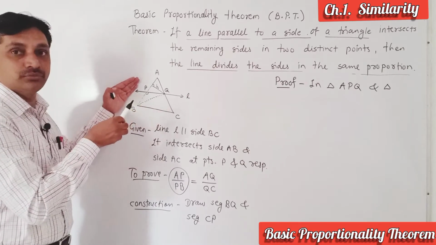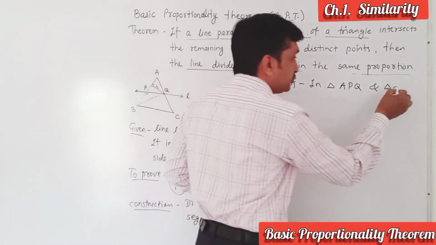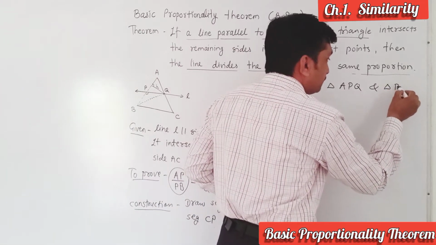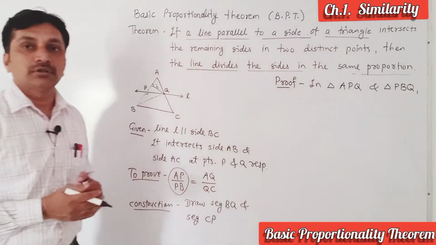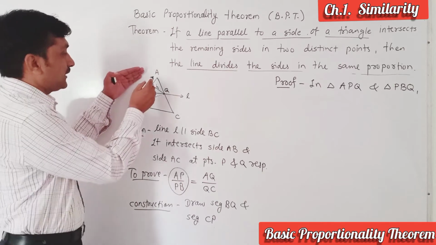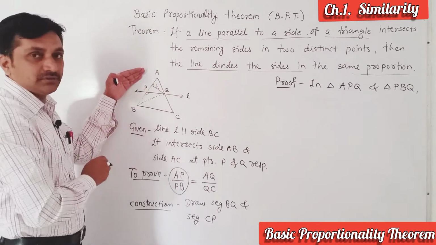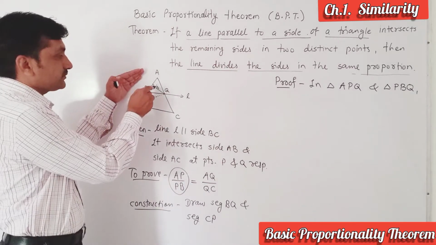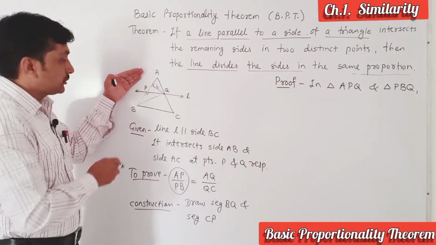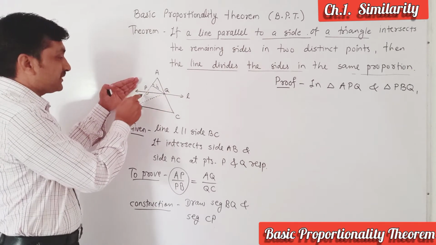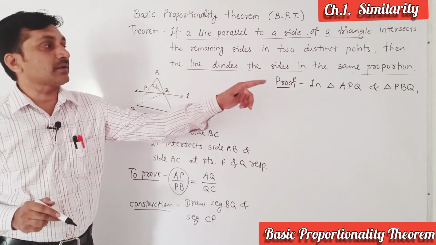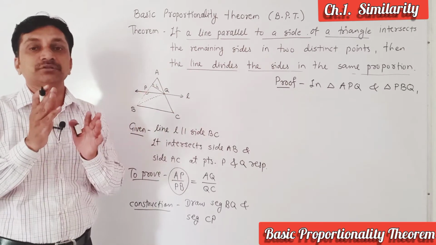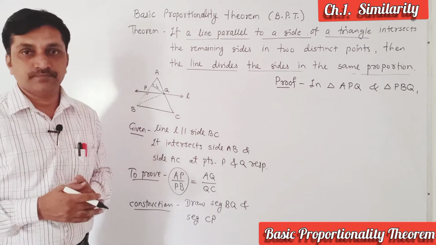In triangle APQ and triangle PBQ, now you observe both the triangles. In triangle APQ, what is the base? AP. What is the height? H. In triangle PBQ, what is the base? PB. What is the height? H. This means these two triangles have equal height.